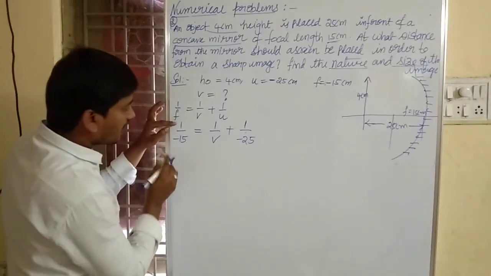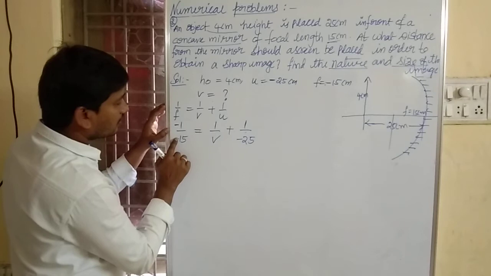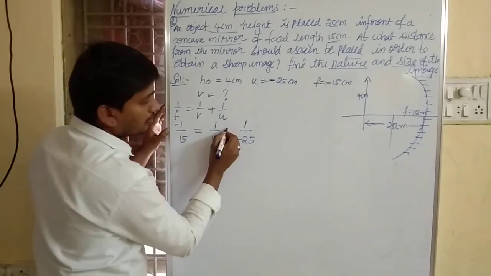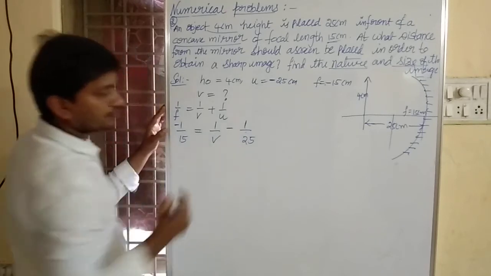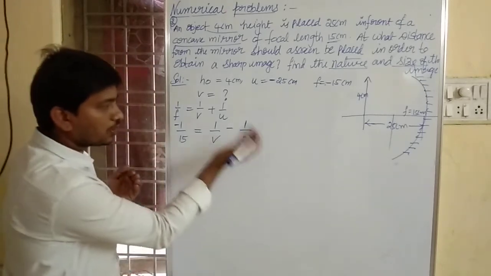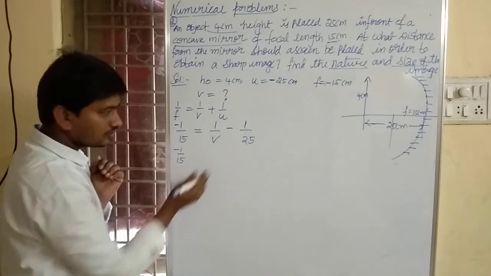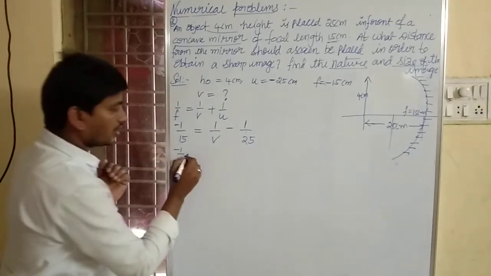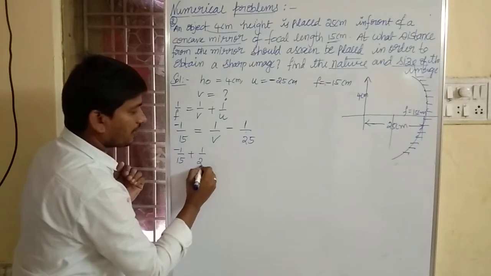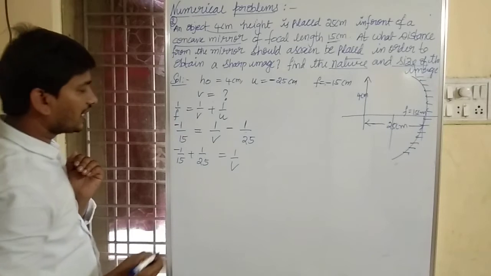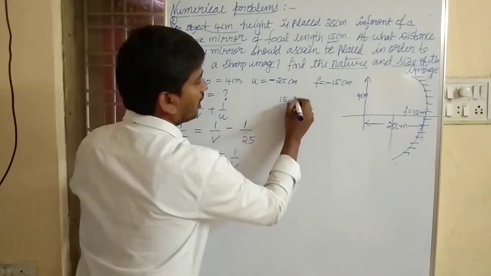Okay, this I can write as minus 1 by 15. So this plus into minus 1 by 25. Now let me transpose minus 1 by 25 to this side, it will become plus 1 by 25 equal to 1 by V. What is the LCM of 15 and 25? Let me find out.